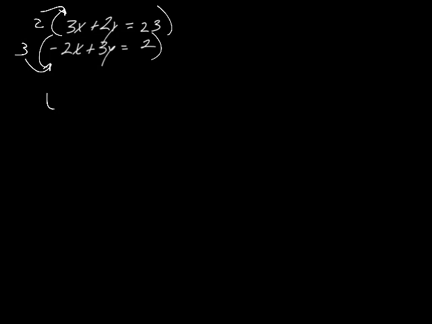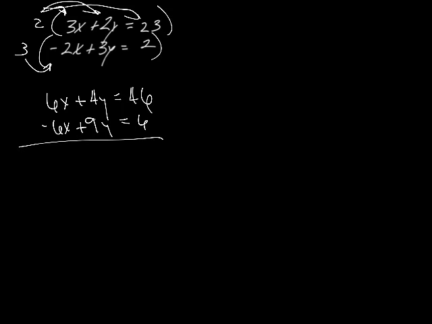So on the top I would get 6x plus 4y equals 46. Don't forget to multiply the 2 by everything. And then on the bottom, negative 6x plus 9y equals 6. Alright, so let's add those. 6 plus negative 6, or 6 minus 6 is 0, so those go away. 4 plus 9 is 13y equals 46 plus 6 is 52. Divide by 13, and y equals 4.